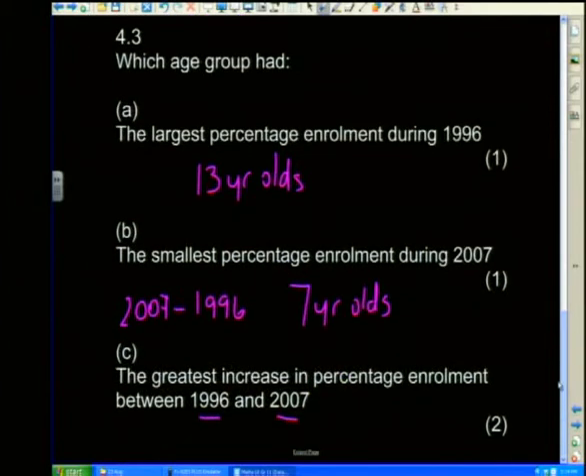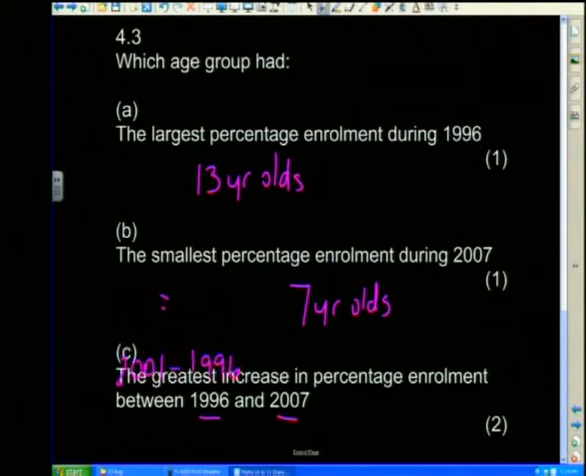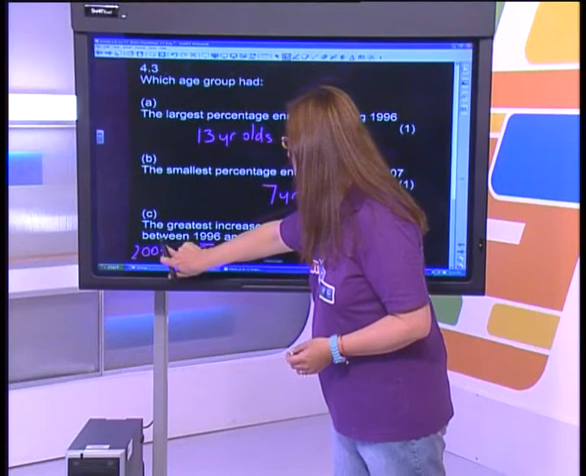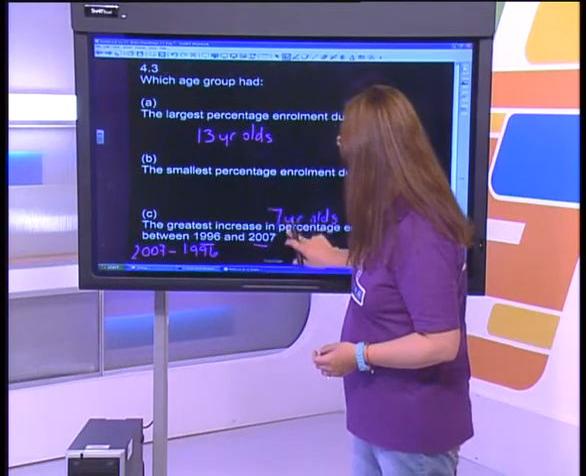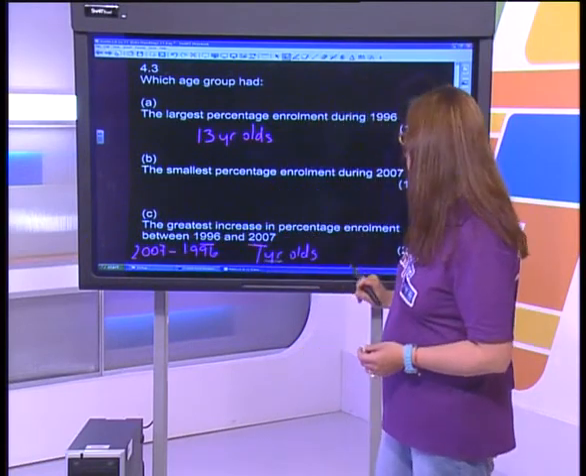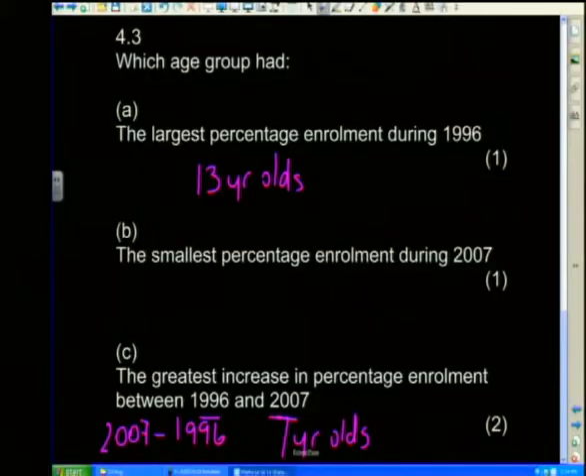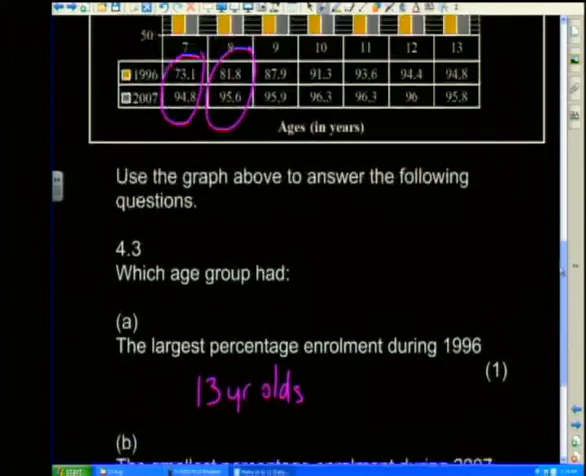And the next question, we've got the greatest increase. Oh, there was this. Sorry, I was reading this one for some bizarre reason. Okay, make that a 7. The greatest increase in percentage enrollment. I left out this question. The smallest percentage enrollment during 2007. So now we're looking at the smallest, 2007.